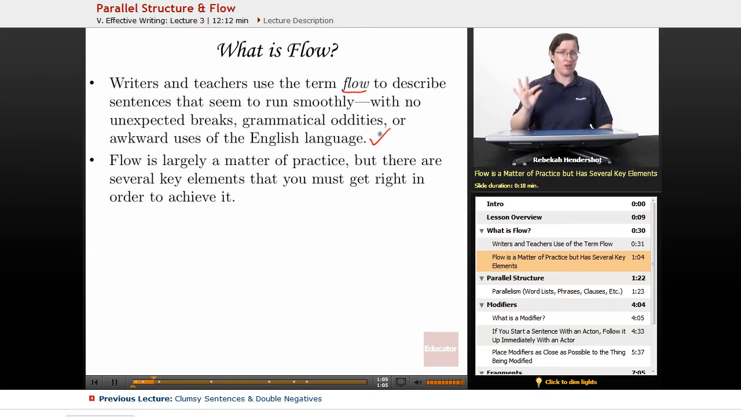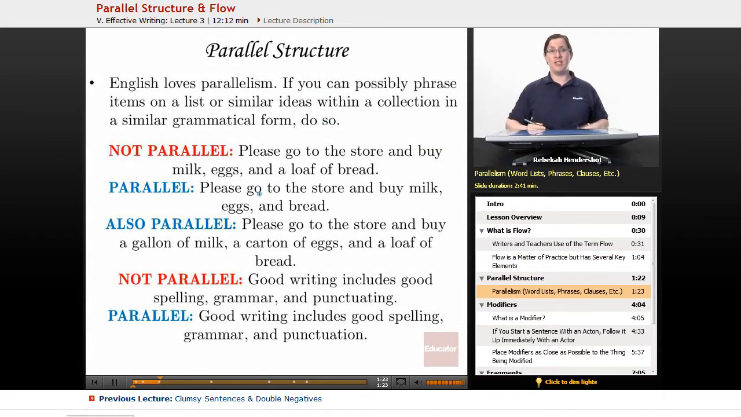Now, flow is largely a matter of practice, but there are several key elements that you absolutely must get right in order to achieve it. If you want your sentences to flow, there are some pitfalls you absolutely have to avoid. Here they are, and here's how to avoid them. Alright, the first thing you need to know about is parallel structure.